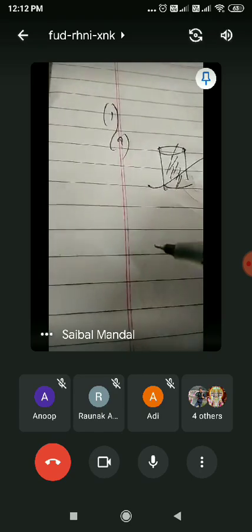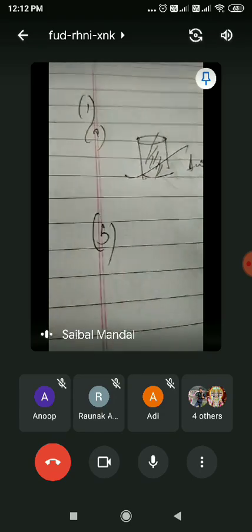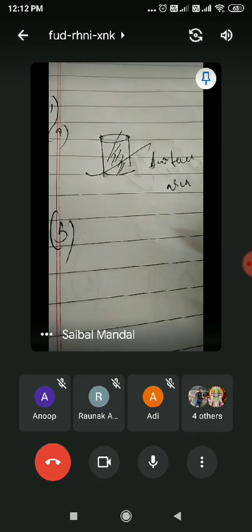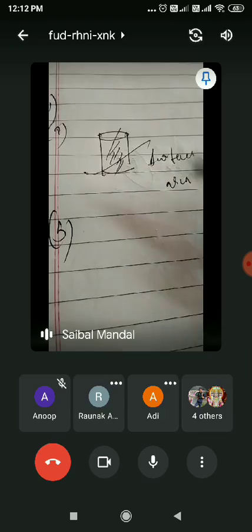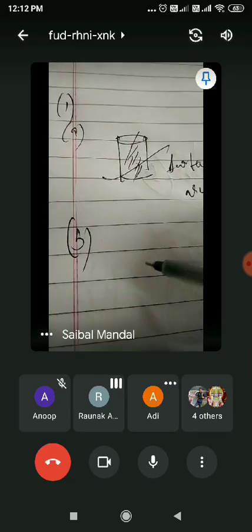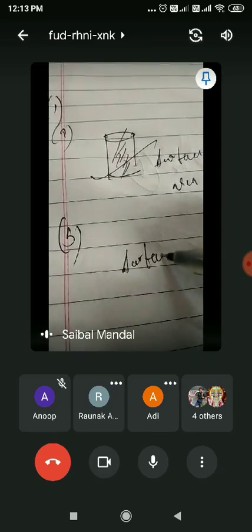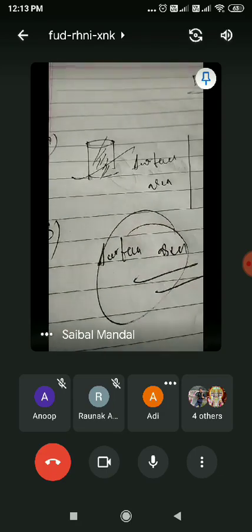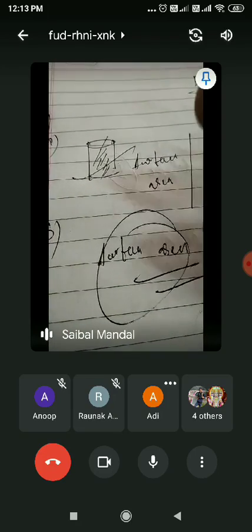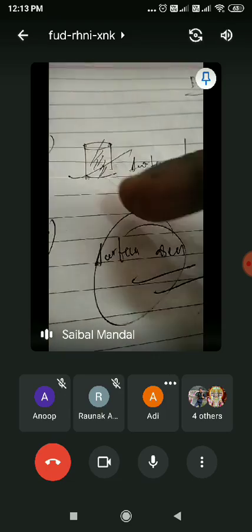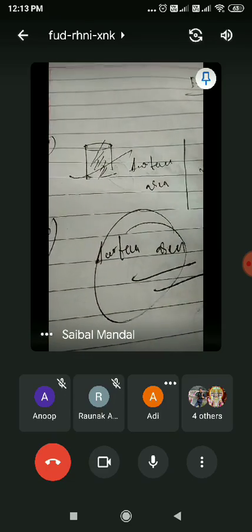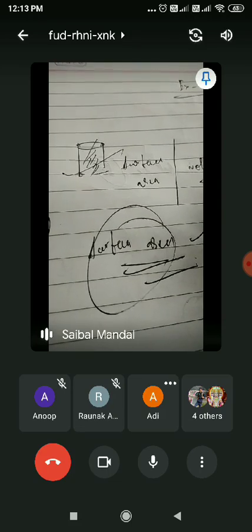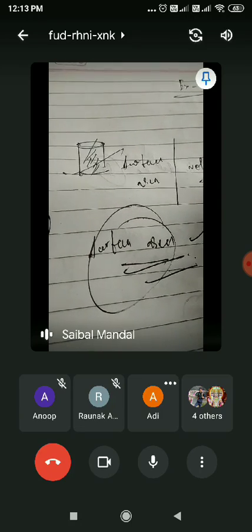Now, question number B, children. Number of cement bags required to plaster a wall. Sir, surface area. Excellent. Surface area, because surface area is all about painting, making plaster on a wall. How much area it covers, that discussion totally depends on surface area.